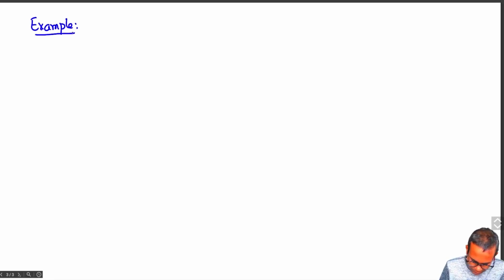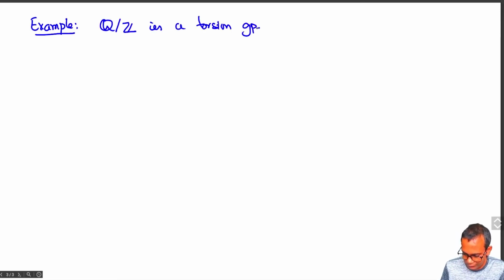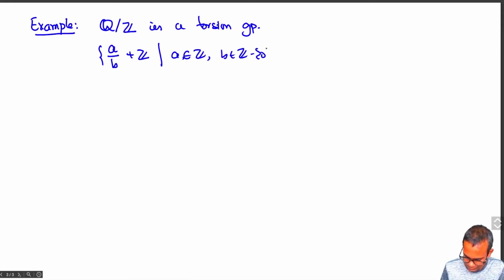So to construct this example, let's first look at the group Q mod Z. Q mod Z is a torsion group, in the sense that every element of Q mod Z is a torsion element. That is, an element here is of the form a over b plus Z, a coset of a over b plus Z, where a belongs to Z, b belongs to Z minus 0.